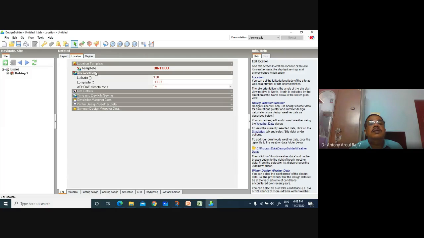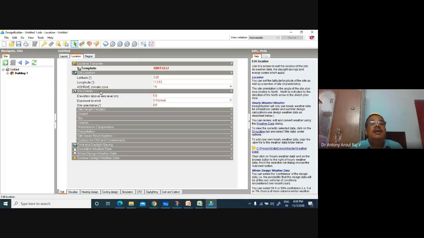In the site location, the latitude and longitude are for Bintulu, a Malaysia condition, so let it be like that. You can also give the elevation, sea level, exposure, and site orientation. Orientation is with respect to north. I'm giving it as 0 with respect to north, so the building is in the north direction. We have to give that information because we are going to do a CFD analysis. The default is there, and I'm taking it as 0. Let us go and see.